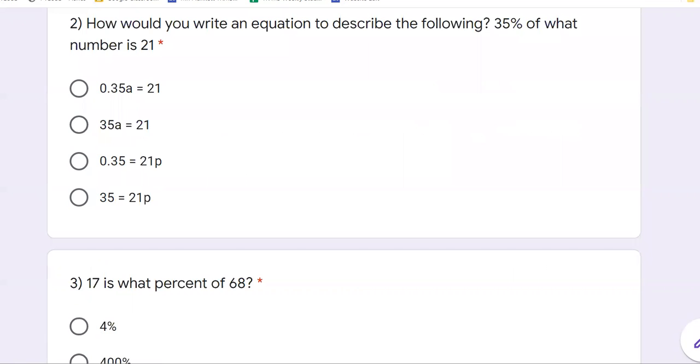How would you write an equation to describe the following? 35% of what number is 21? And we just talked about the meaning of words. Don't forget that any percent in an equation that has decimal numbers that aren't percents, you have to convert those percents into decimals. The word of, as we've discussed many times, means multiplication.